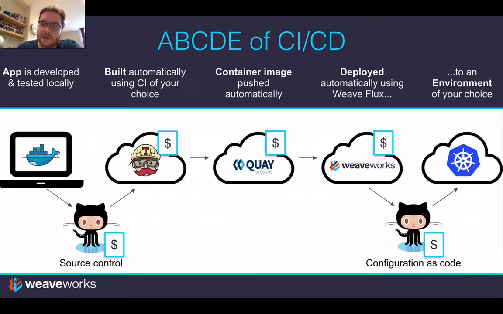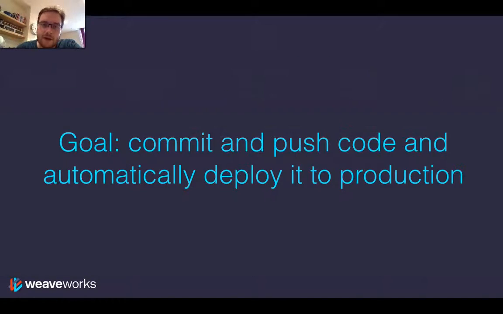Something important to note here is that the application code goes to GitHub in source control in the first step, and the deployment configuration also goes to GitHub in the last step. So we're using GitHub as a source of truth, both for the source code itself and also the configuration of the application in production. And this is consistent with best practice. So the goal here is that I commit and push a piece of code, and that automatically goes through this entire pipeline and lands in production.